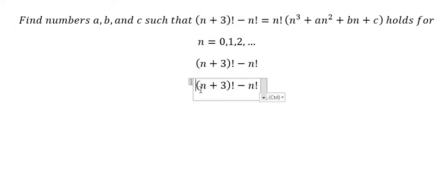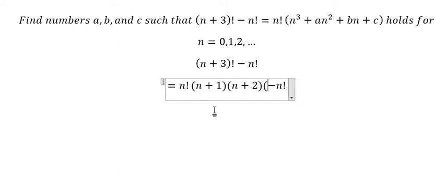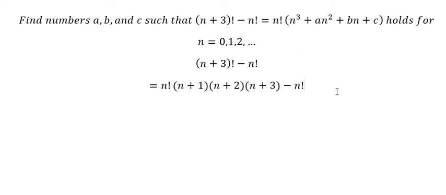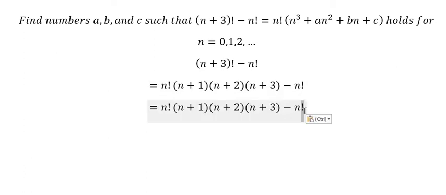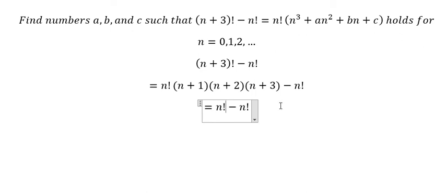We know that this one we can put like this. We have n factorial multiplied by n plus 1, n plus 2, n plus 3. Next, n factorial we can do about factorization. And we have like this.